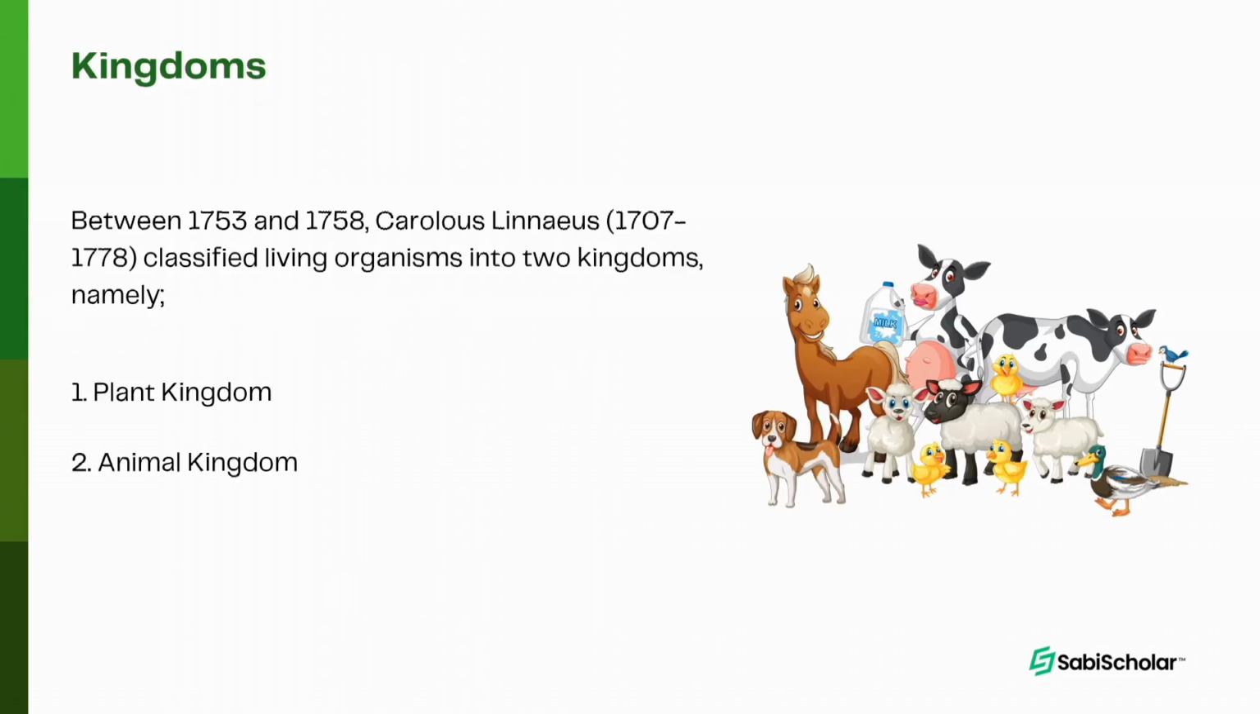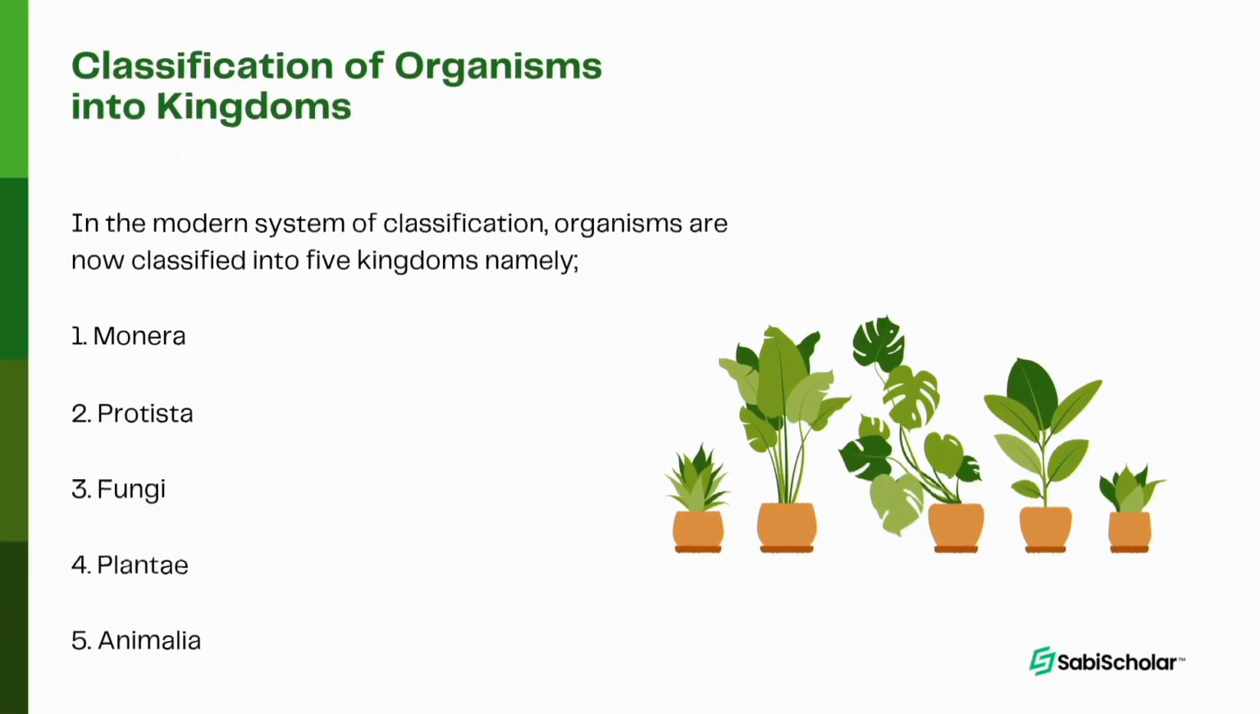Let's take the kingdoms first. Between the years 1753 and 1758, Carolus Linnaeus, a scientist, classified living things very simply into two kingdoms: the plant kingdom and the animal kingdom. But as time has gone and advanced more, there's a more modern system of classification, and this modern system of classification organized living organisms into 5 kingdoms. These 5 kingdoms are the Monera kingdom, the Protista kingdom, the fungi, the plantae, and the animalia.